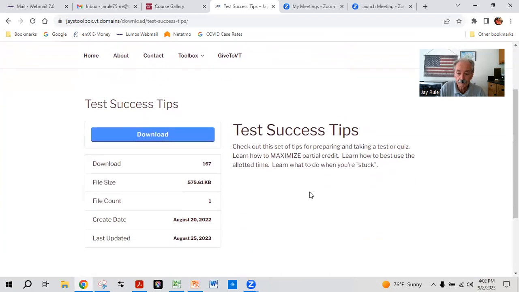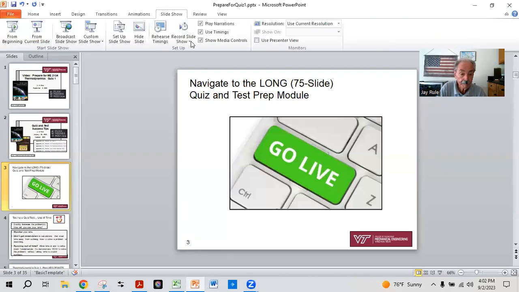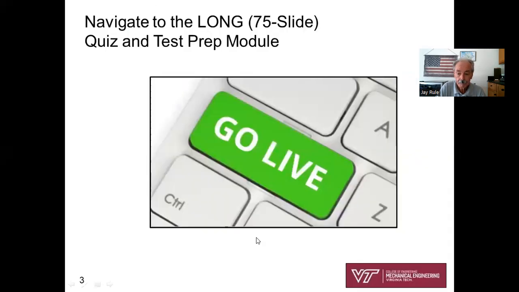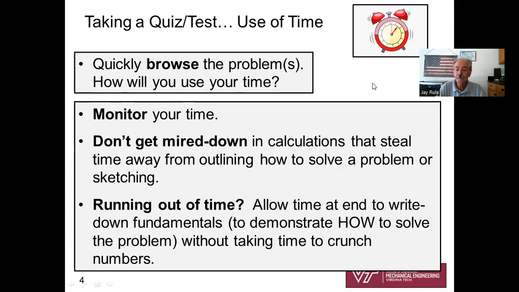So for example, so far 167 people have downloaded this PowerPoint file. So you can download it and then at your leisure, look through the material that's covered in this PowerPoint. Okay, I'm going to go back to PowerPoint, selected slides from there. Okay, and so now just a couple of slides on how to prepare yourself in general.